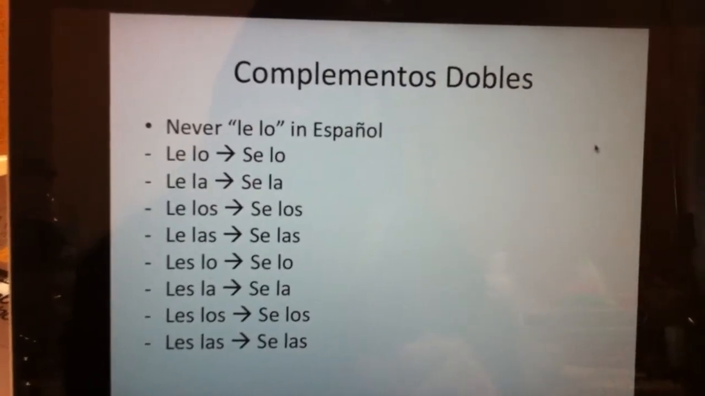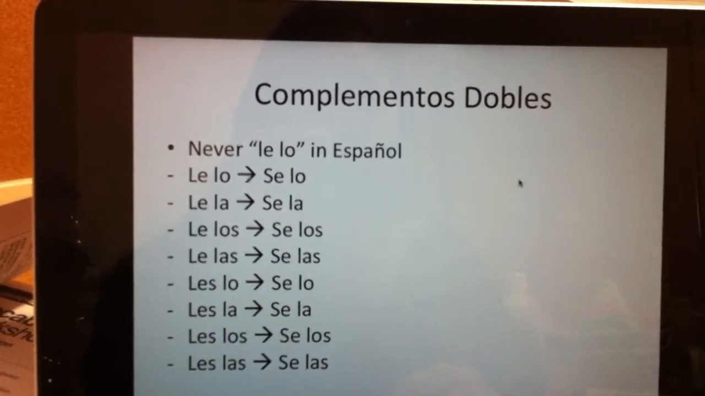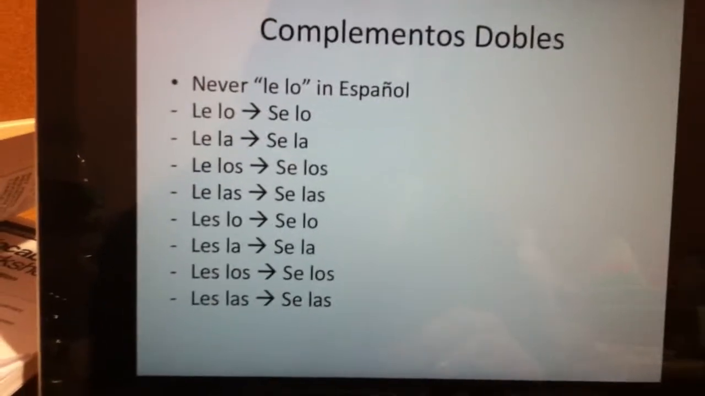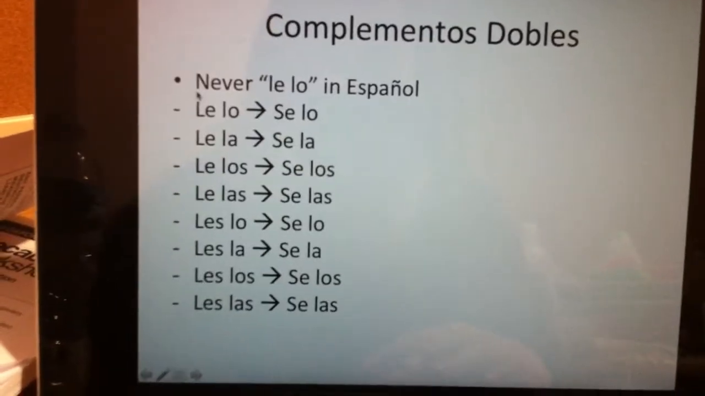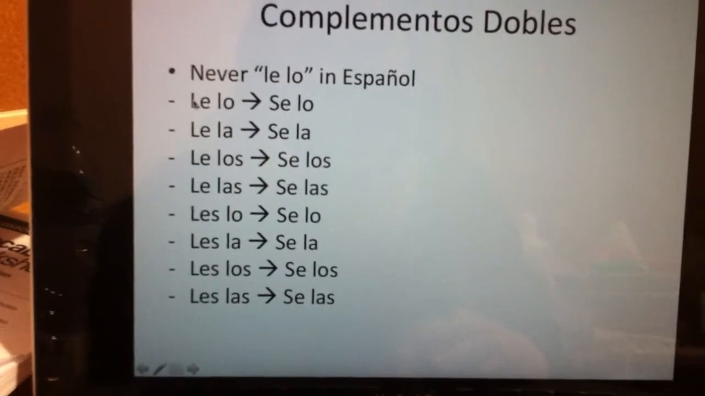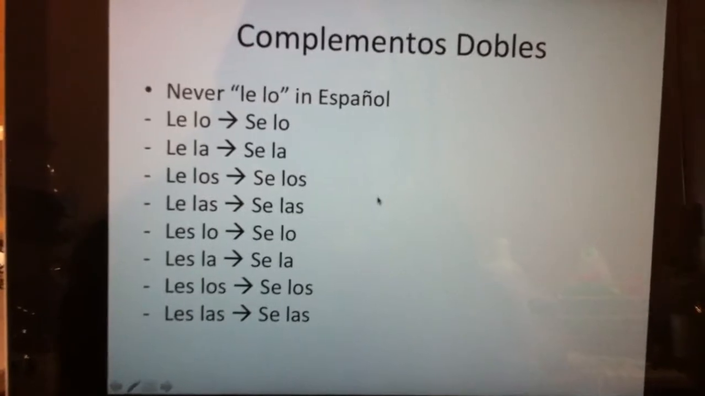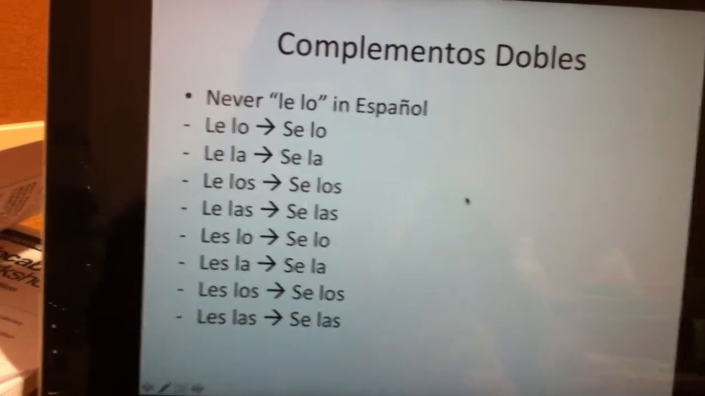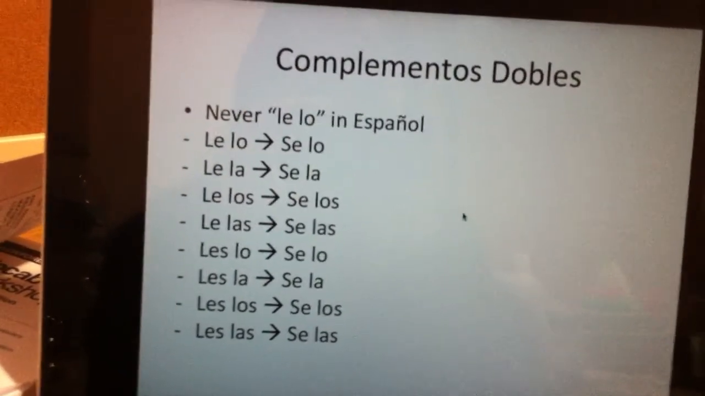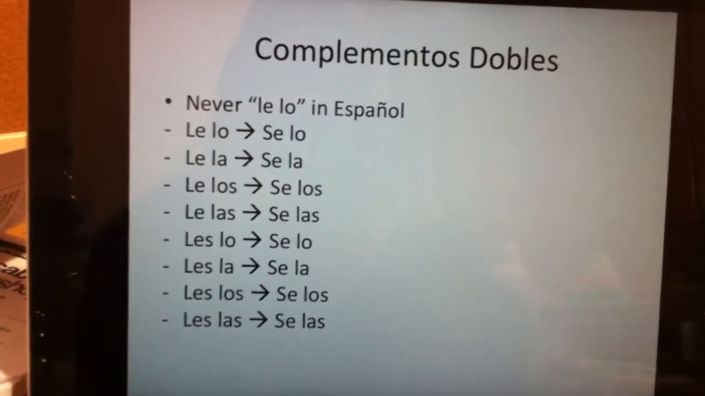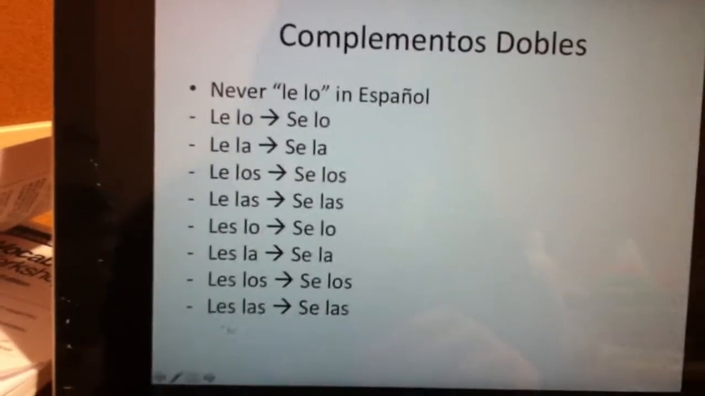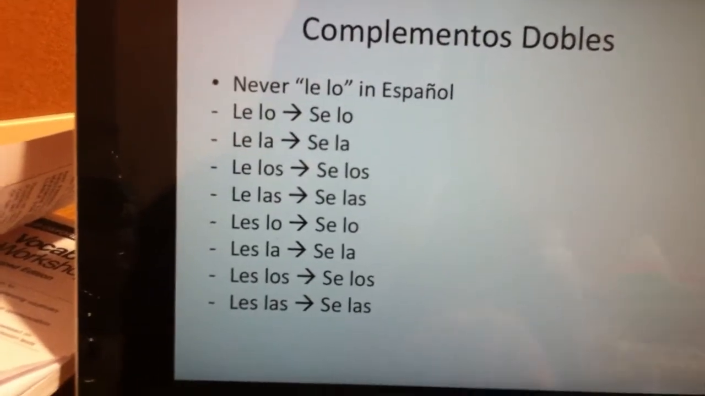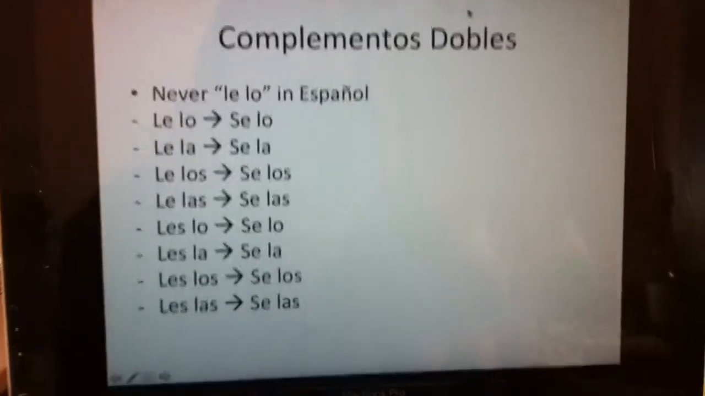They're complementos dobles. In sentences where you have both a direct and indirect object, you use both the direct and indirect object. But there's a rule that goes never le lo in español. Also, the indirect object always comes before the direct object. But because of this rule, you can never say le lo, le la, le los, le las, les lo, les la, les los, or les las. And instead of saying those, you replace the indirect object with se. And there's no ses, it's just always se. Pretty simple rule.